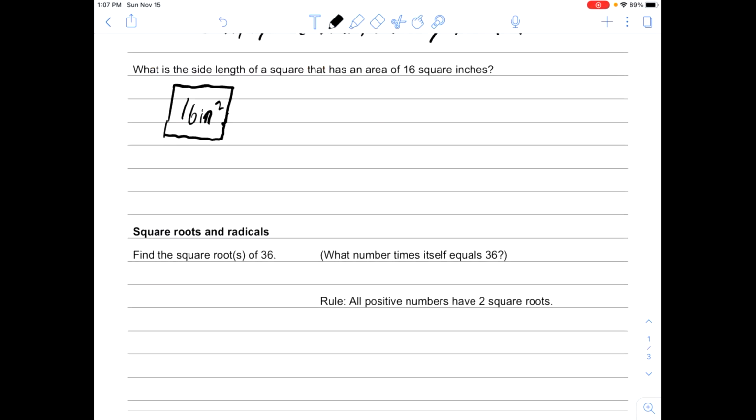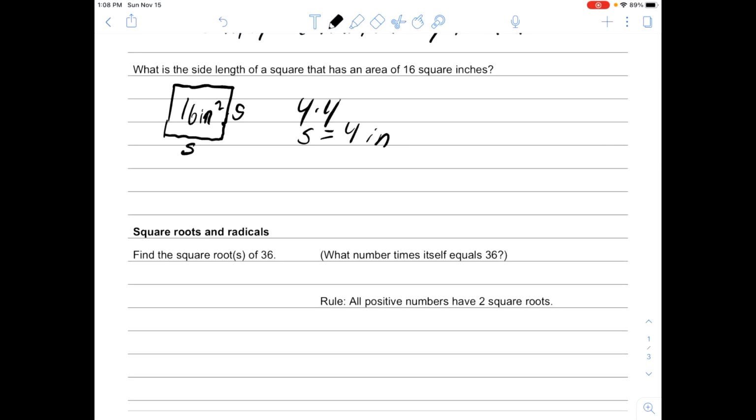So I need to come up with what number on the side would give us a square that has an area of 16. So I know that the area of a square is the side length times itself. So I need to know what number times itself equals 16. I know that 4 times 4 equals 16. That means that my side length equals 4 inches.